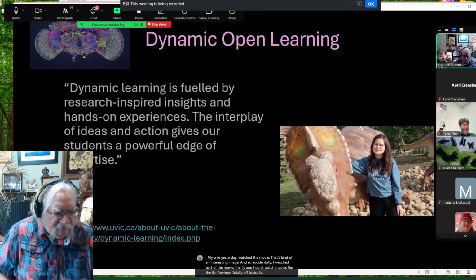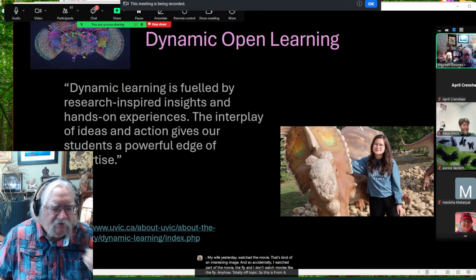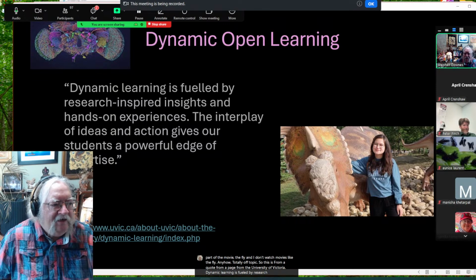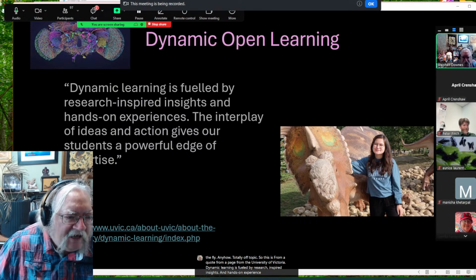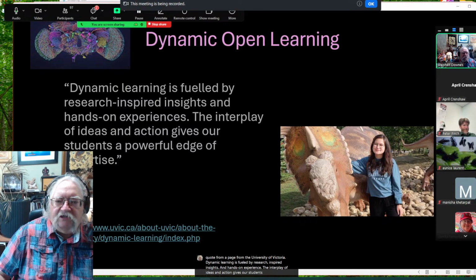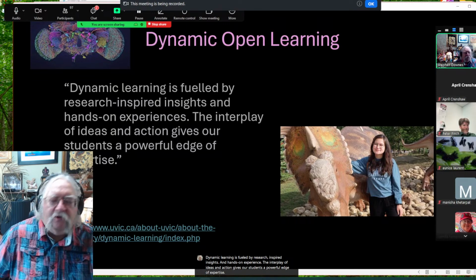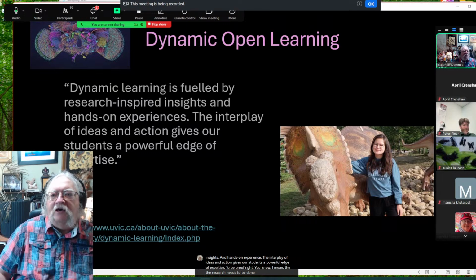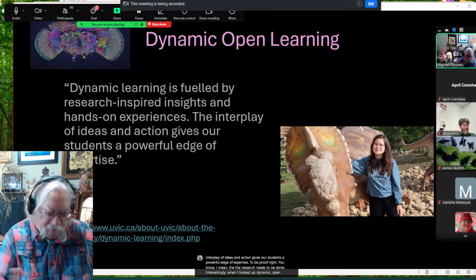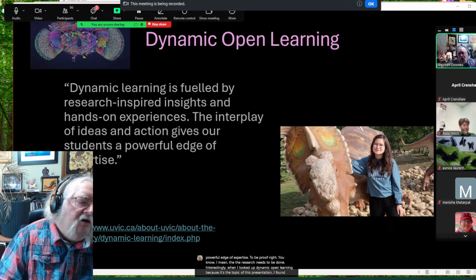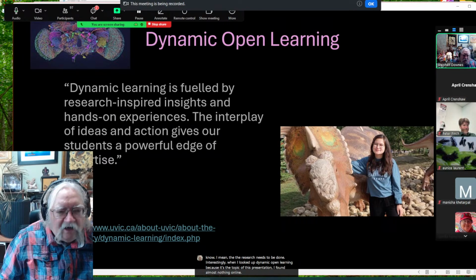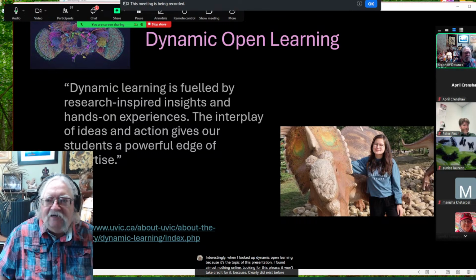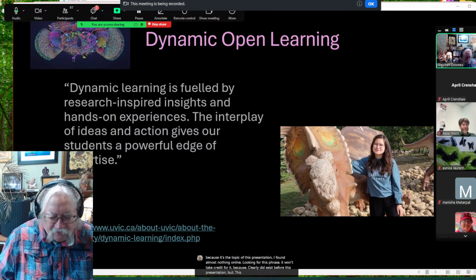So this is a quote from a page from the University of Victoria. Dynamic learning is fueled by research-inspired insights and hands-on experience. The interplay of ideas and action gives our students a powerful edge of expertise. To be proven, right? The research needs to be done. Interestingly, when I looked up dynamic open learning, because it's the topic of this presentation, I found almost nothing online looking for this phrase. I won't take credit for it because clearly it did exist before this presentation, but this does seem to me like an open area of investigation.